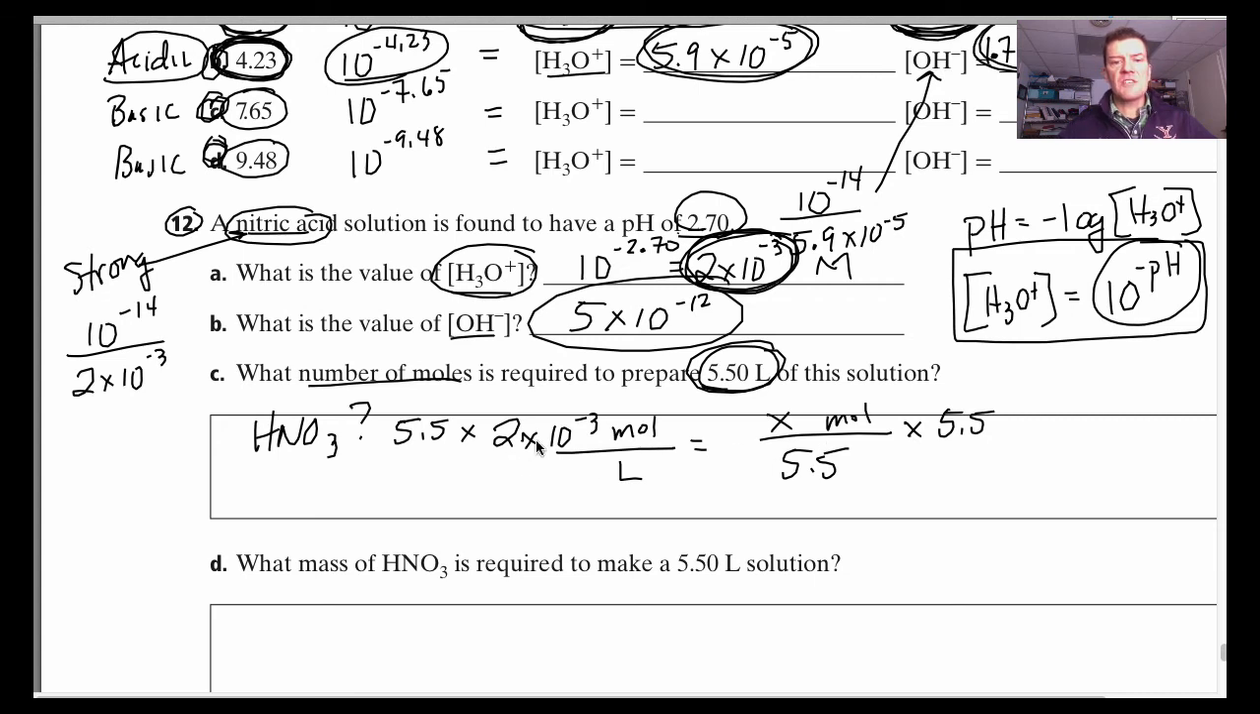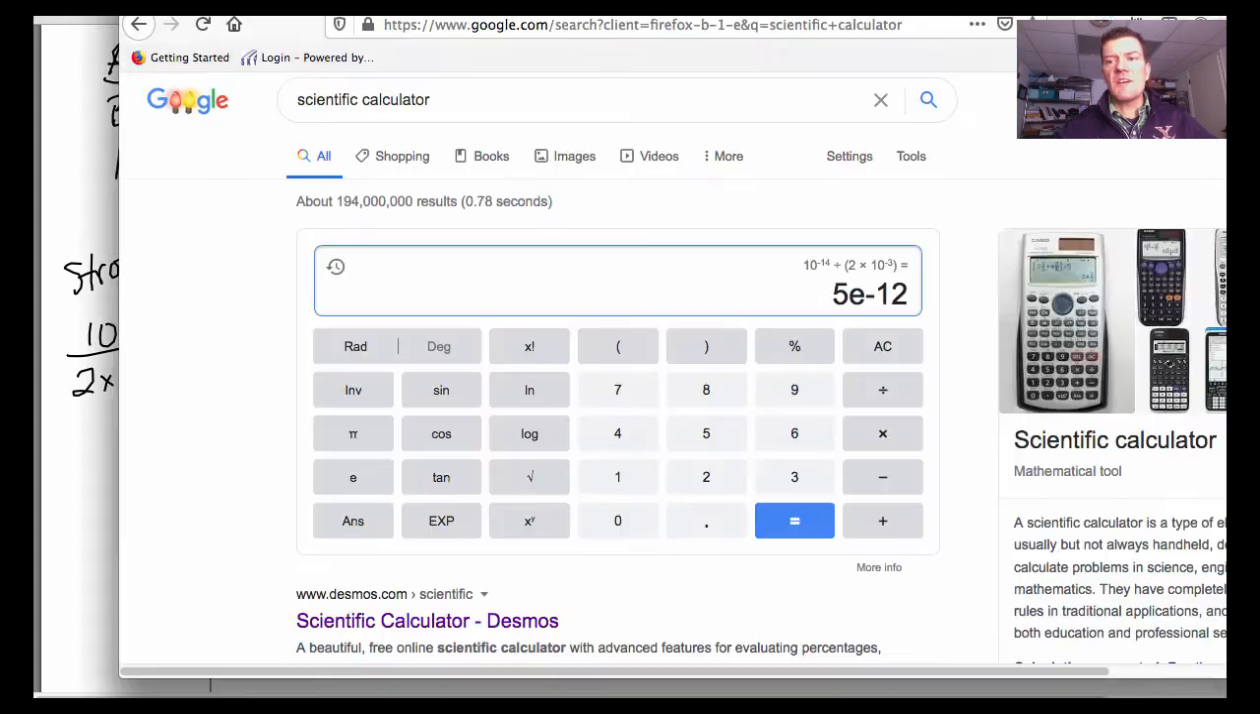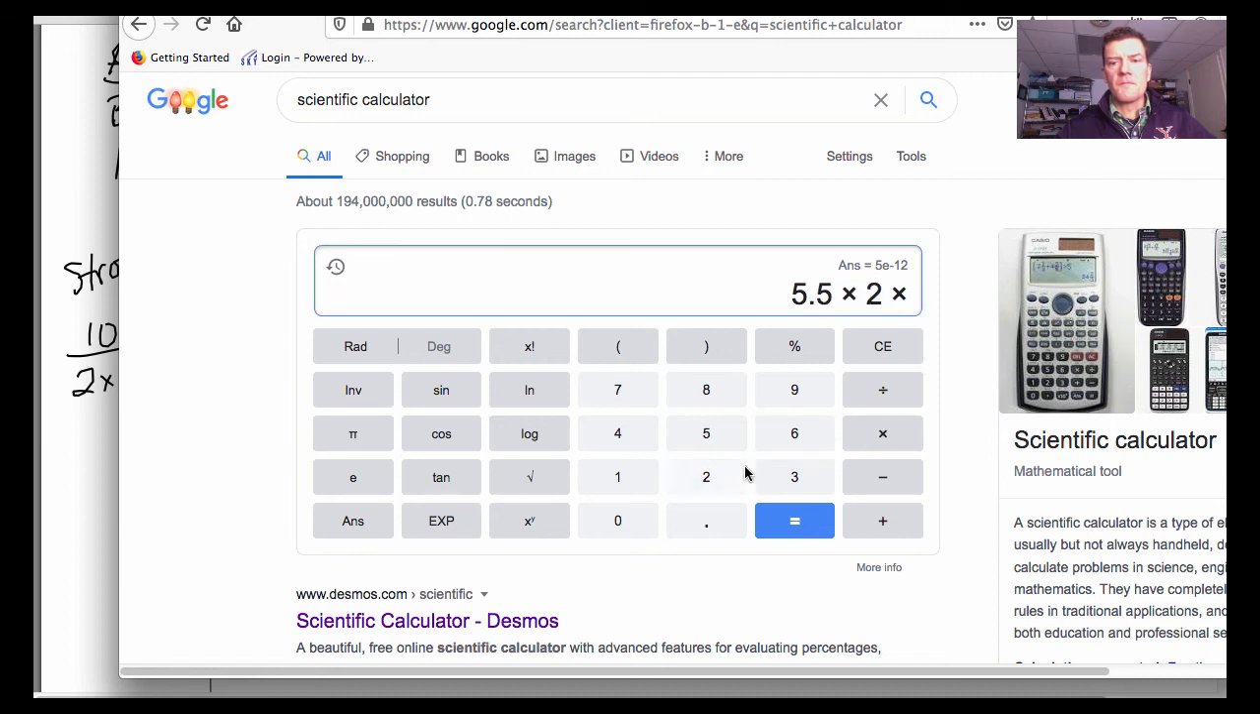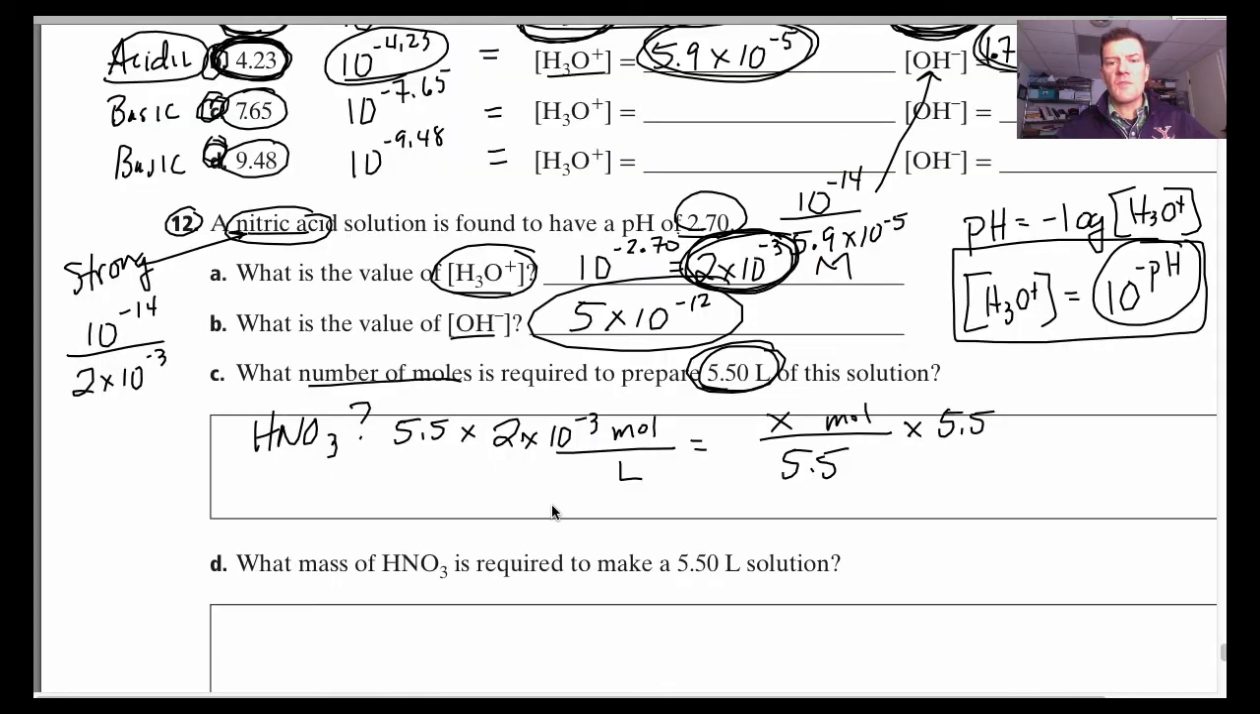So you're going to take 2 times 10 to the negative third and multiply by 5.5. So 0.011, or if I write in scientific notation, I move the decimal point over 2 places, 1.1 times 10 to the negative 2. Okay? There you go. That many moles.